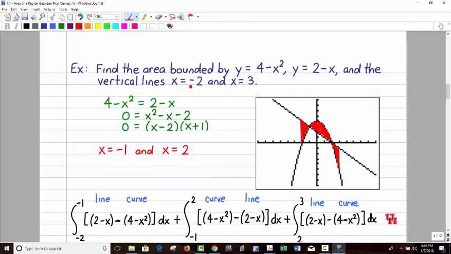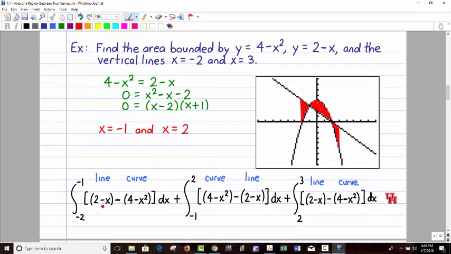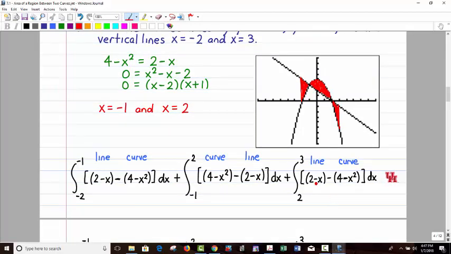So you see, -2 was a number that I put in there, and the -1 was a number that we found. So this first region is going from -2 to -1. And in that region, the line's above the curve, so I'm putting the line first and the curve second: upper minus lower. In the middle, it goes from -1 to 2, and in that region, the curve's above the line. The curve's first, line second. The next one, 2 to 3, line is above the curve. So technically, that's the result right there written out.